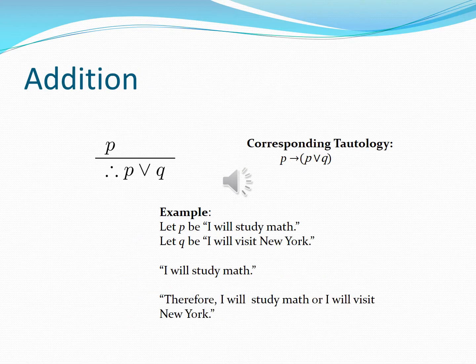Rule of addition. P, therefore P or Q. Example: let P be, I will study math. Let Q be, I will visit New York. I will study math, therefore I will study math or I will visit New York.